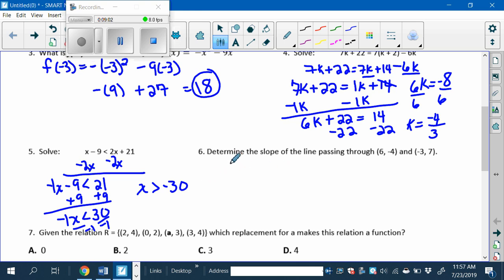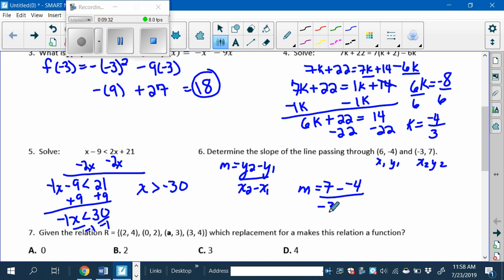Now, to determine the slope of the line passing through two points, remember your slope equation is y2 minus y1 divided by x2 minus x1. Okay, and I can label my points x1, y1, x2, y2. So my slope is 7 minus -4 divided by -3 minus 6. So this ends up being 7 plus 4, so that's 11 over -9, and then it's just standard form to bring it to -11 over 9. Okay?